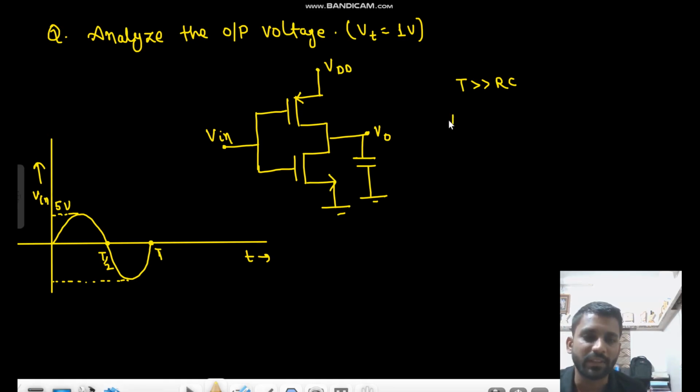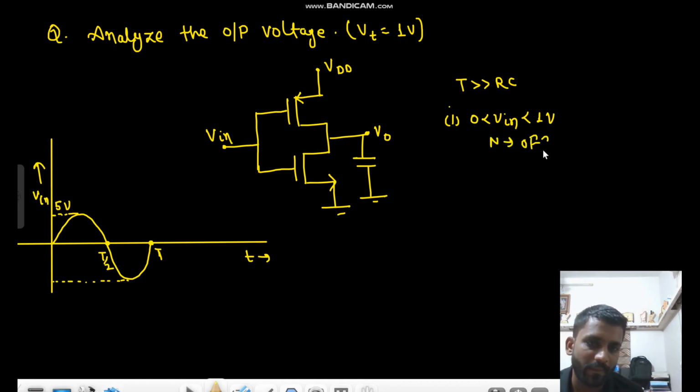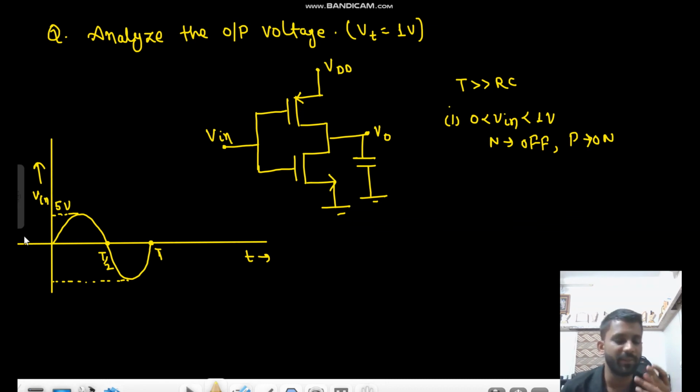The first condition we can see is when Vin is from 0 to 1 volt. This NMOS will be off and PMOS will be on. If they are asking about these kinds of inputs, you don't need to worry about whether PMOS will be in linear or saturation. They don't want to know that. They just want to know the steady state output. If NMOS is off and PMOS is on, what will be V0 steady state?